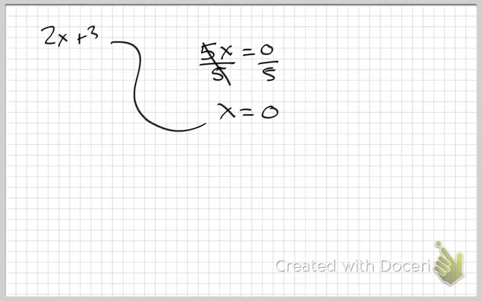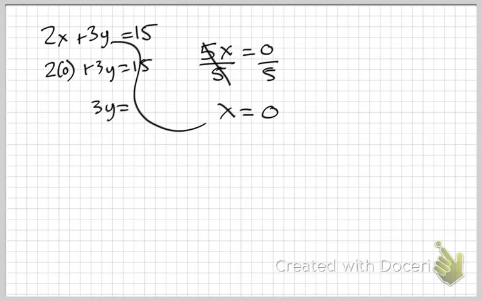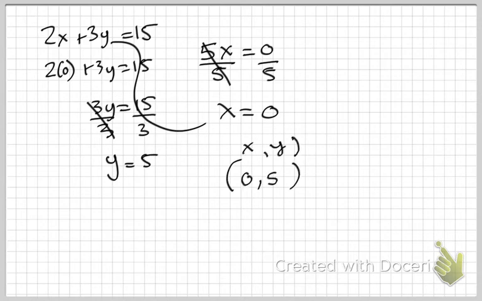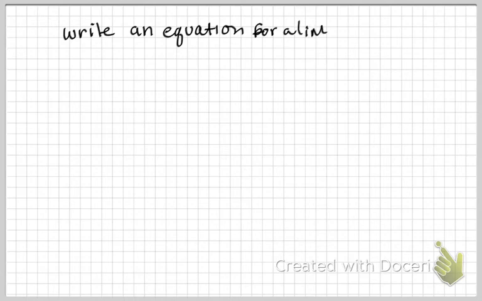Now, if I'm doing a system or substitution, and I get 0, then I can still substitute in 0. That's a substitutable number. Is that clear? We can find the ordered pair like 0, 5. Questions? Okay. All right. Next one is write an equation of a line given a point and a slope. And I want you to write it in slope-intercept form.